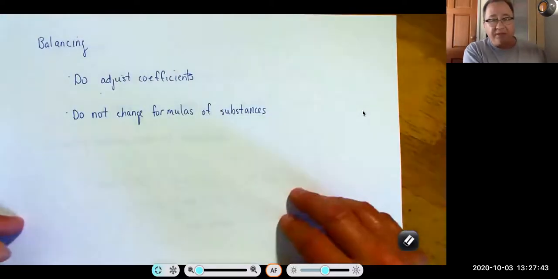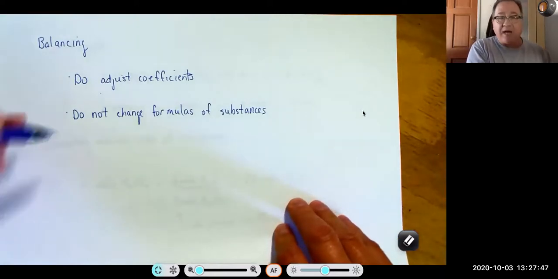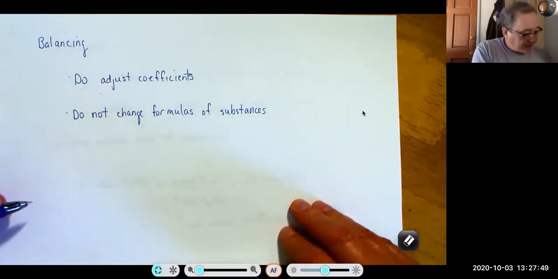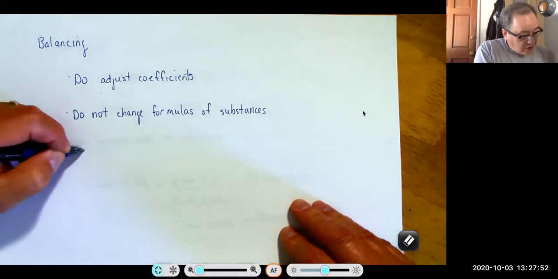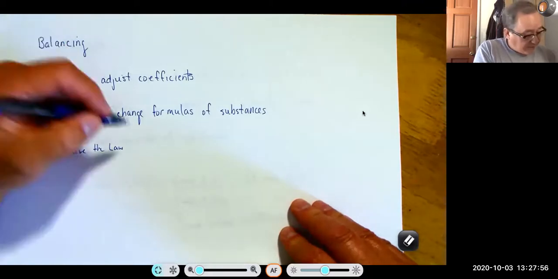So, balancing, we've already covered this. You do adjust coefficients, and you do not change the formulas for substances, and you use the law of the conservation of mass or matter.